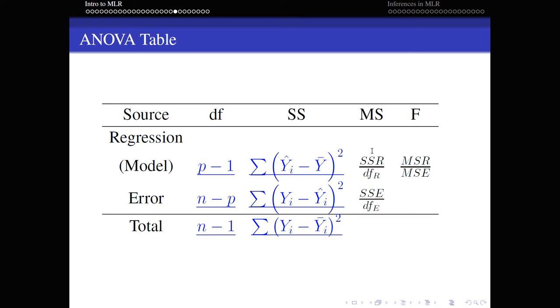So our ANOVA table should look extraordinarily similar. It is exactly the same as what we had before. The only change here is the degrees of freedom. The regression degrees of freedom, instead of being 1, is p minus 1. The error degrees of freedom is n minus p instead of n minus 2, and the total degrees of freedom is n minus 1. Note that for a simple linear regression, p is 2, and this all simplifies to the same ANOVA table that we had for simple linear regression.